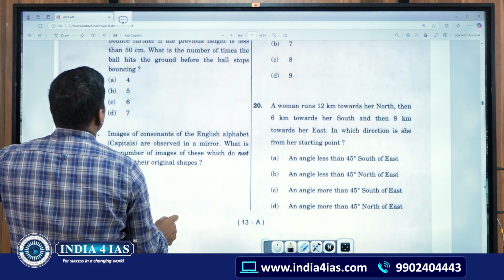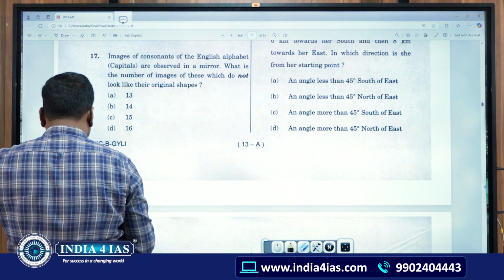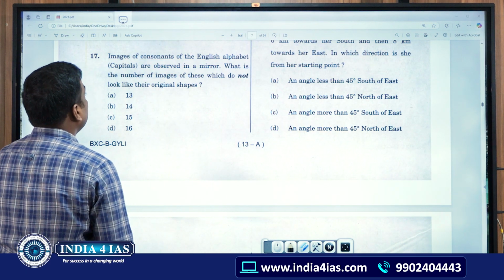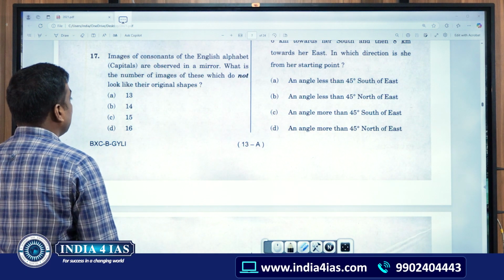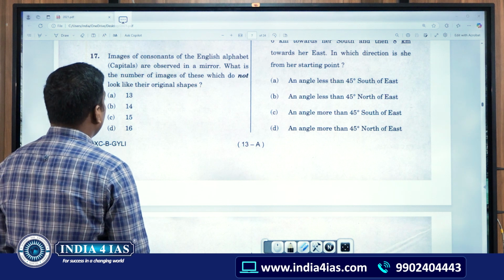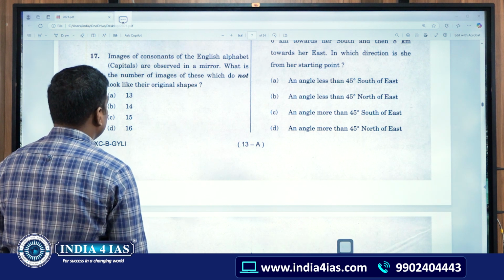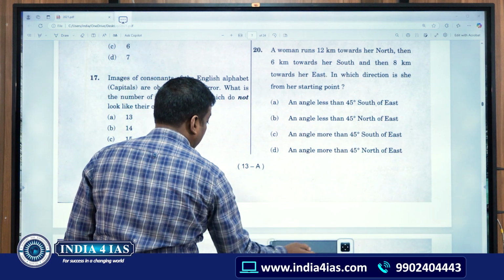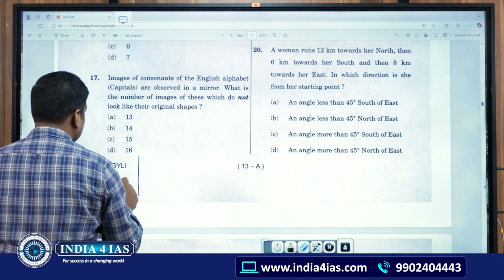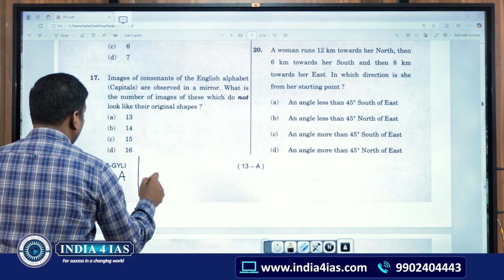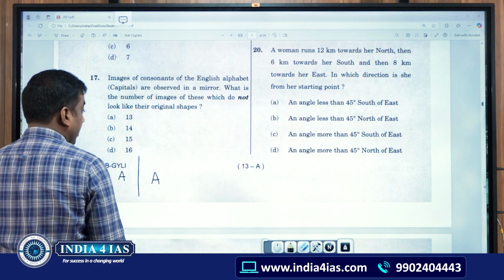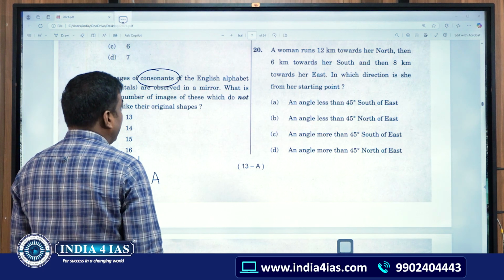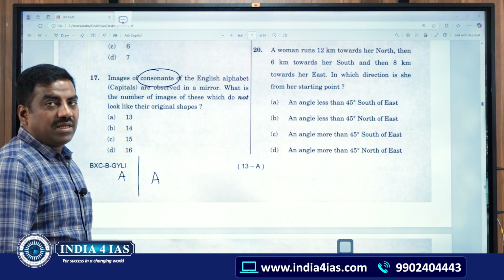Images of consonants of the English alphabet are observed in a mirror. What is the number of images which do not look like their original shapes? Whenever we say a mirror, the mirror is put like this. So if A is written here, it looks here as A. Here we are checking only the consonants. So which are those consonants which will be exactly the mirror image of it?